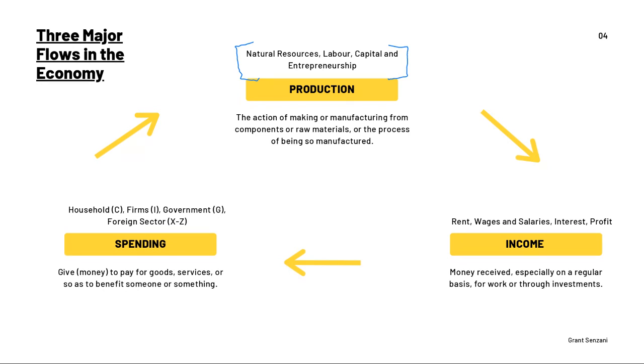Now, what happens is that this is where we start our idea from. We say that, hey, first things first, there must be production. Then what production does is that it then generates income for the various factors of production, right? And we find that those various factors of production get paid in either rent, wages and salaries, interest, or profit.